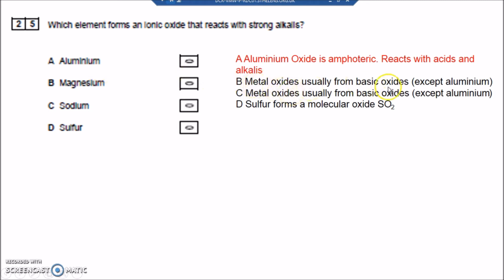Metal oxides are usually basic, so metal oxides like magnesium and sodium oxides are basic oxides and react with acids. Sulfur forms sulfur dioxide, so that's acidic and would react with alkalis, but it's not ionic. Sulfur dioxide is molecular, doesn't form ions. But aluminium oxide, Al3+ O2-, Al2O3, is amphoteric and it will react with acids and alkalis.